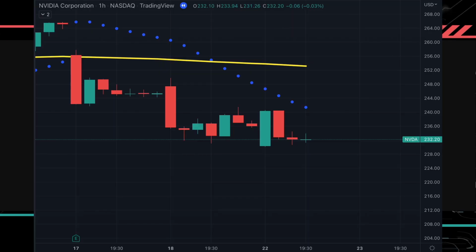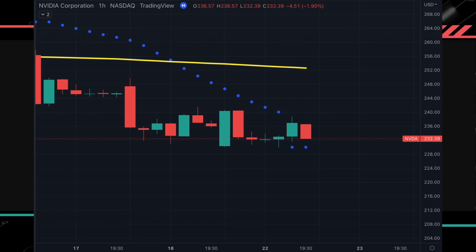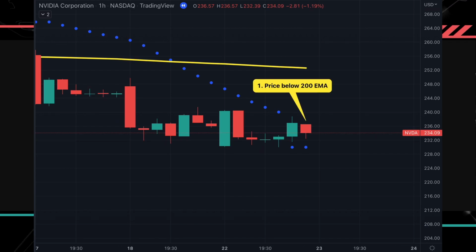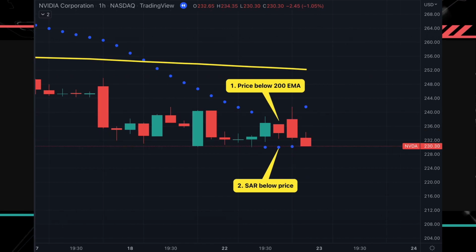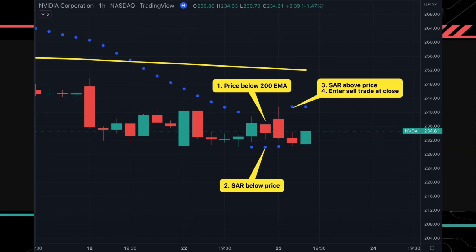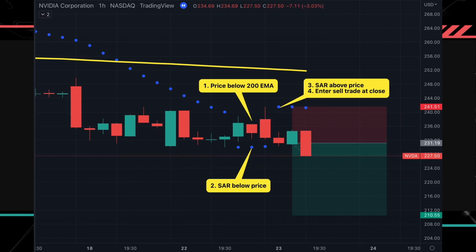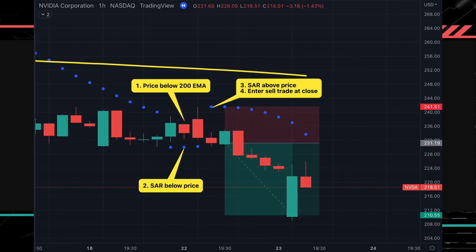Last but not least, we have also included a stock market example. Over here we have Nvidia. Same as before, we can see that the price is below the 200 exponential moving average, so we are looking for a sell signal. We noticed that the Parabolic SAR value is below the price. We will need to wait for the dot to appear above the candle for a valid sell signal. Once this happens, we will enter a sell trade at the close of the candle. Using the Parabolic SAR as our stop loss, we will set a 1:2 risk to reward ratio. This trade also turns out to be a winner.